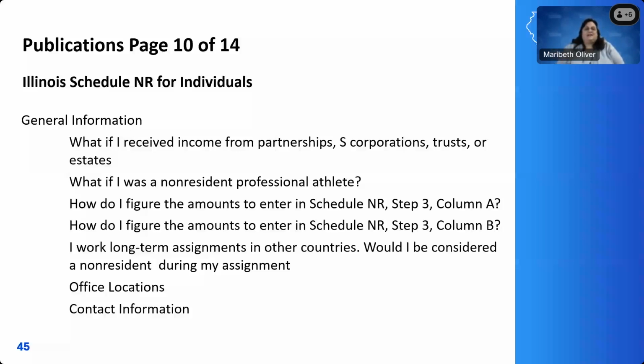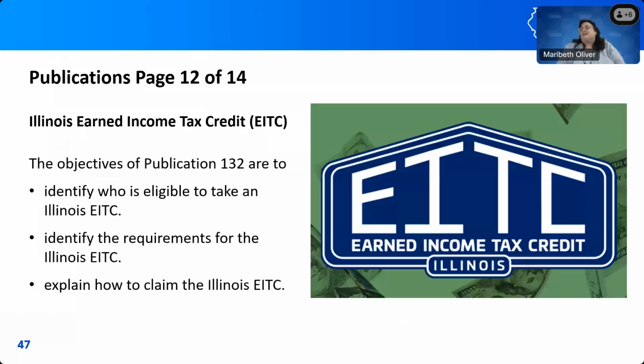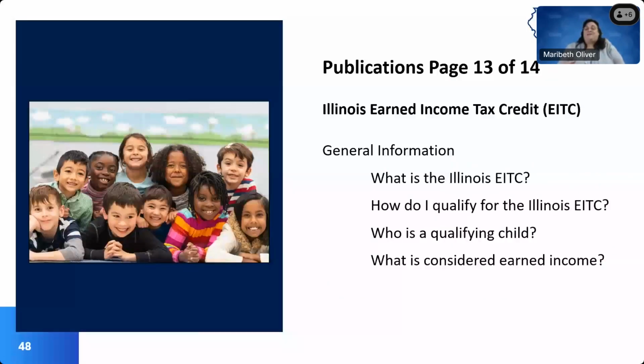Earned income tax credit, publication 132. The objectives here are to identify who's eligible to take the Illinois EITC. It's going to identify the requirements for the Illinois EITC. It's going to explain how to claim the Illinois EITC. And then general information, what is Illinois EITC? How do I qualify? Who's a qualifying child? And what is considered earned income? Those are all the general information topics that will be in there.